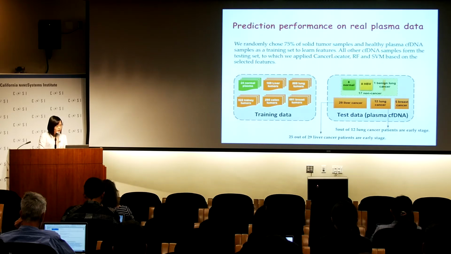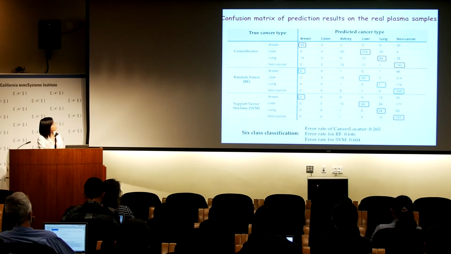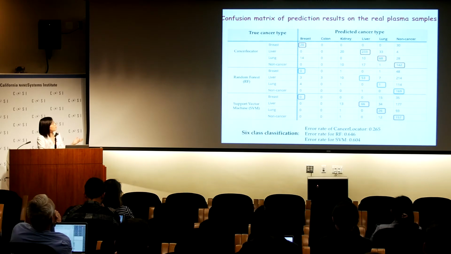So we see how we are doing with early stage cancer diagnostics. This is a confusion matrix of prediction results on the real plasma data. We did 10-fold cross-validation. And you can see that for liver cancer, we're actually doing pretty well, not only in assigning the location. Actually 100% have been predicted as cancer, and about 80% are predicted as liver cancer.